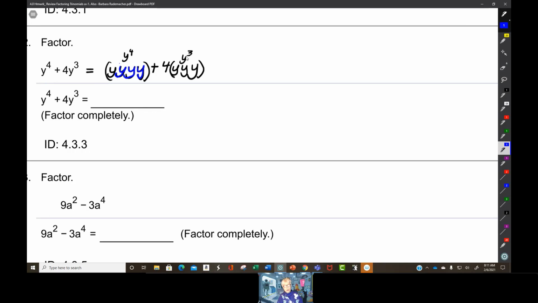So the lower power, when you have 2 y terms, the lowest power will always be at least part of the greatest common factor, the GCF. So both terms do indeed contain y to the 3rd. So I'll go ahead and do this too. Y, y, y, and therefore y to the 3rd will be my GCF.